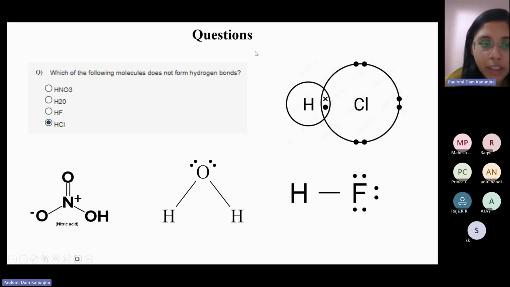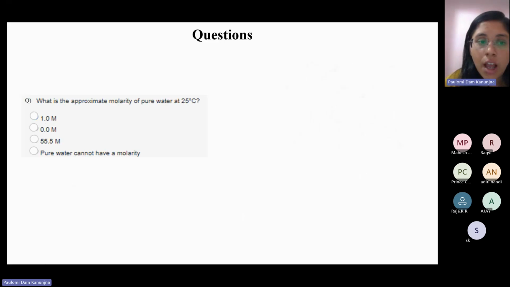And that's because if you look into the first three, HNO3 or H2O or HF, they are bonded by hydrogen bond, whereas in HCl, they are bonded by the sharing of electrons, so covalent bonds. So the answer to this is HCl. Okay. Next. This is what I had mentioned.